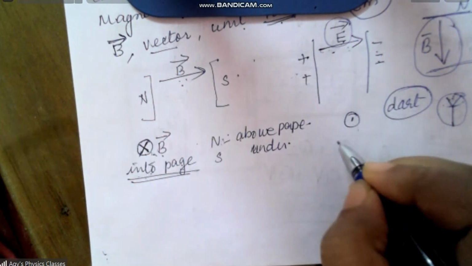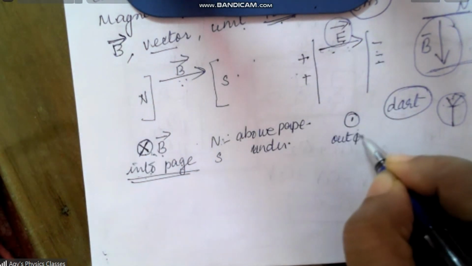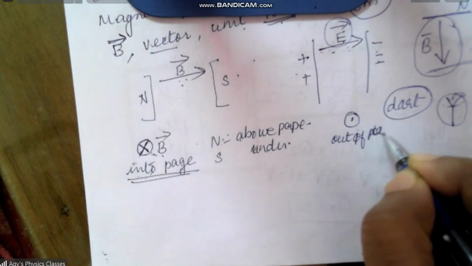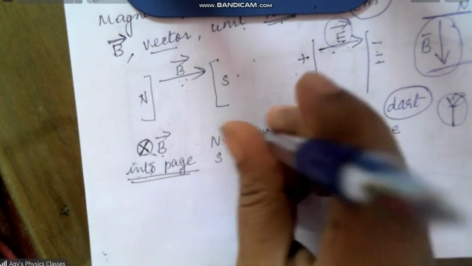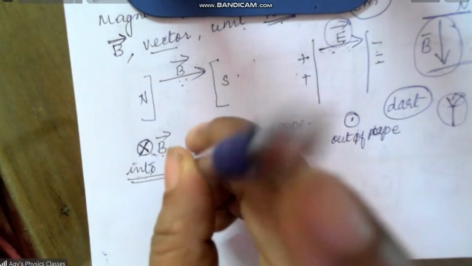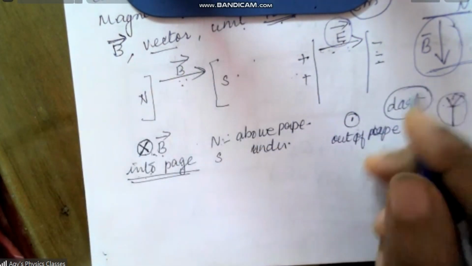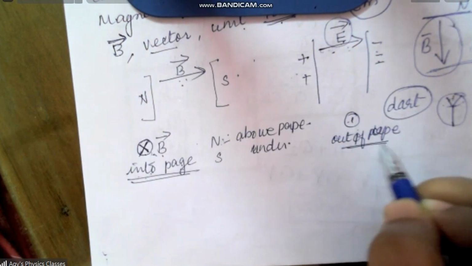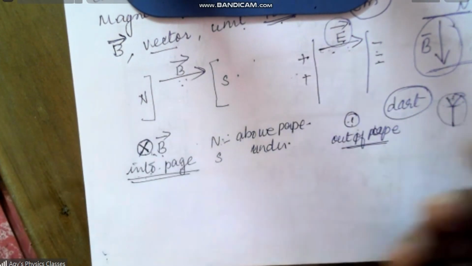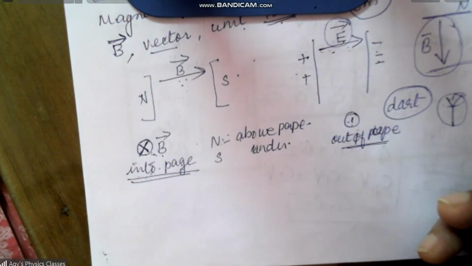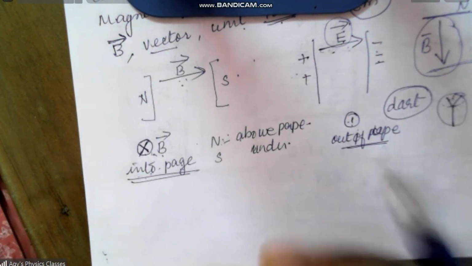Similarly, if it is placed out of the paper, you keep the dart in the direction out of the paper like this. What do you see on the top? The point. That is why out of the paper is represented by a dot, and into the page by a cross. Okay, this is easy to remember.